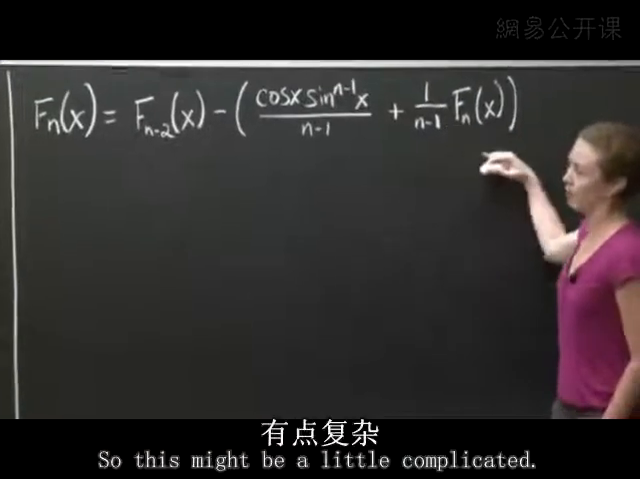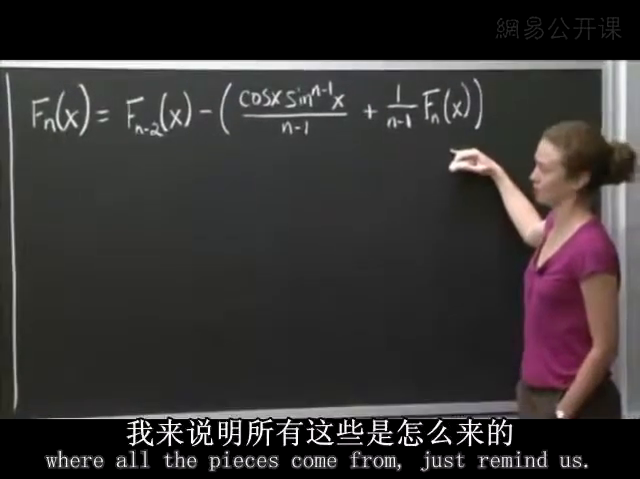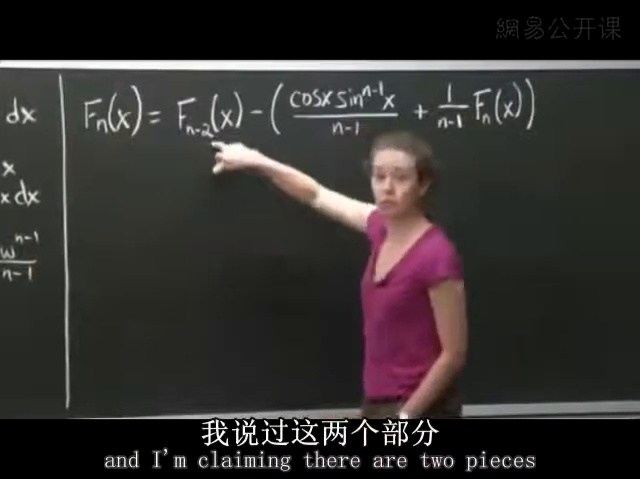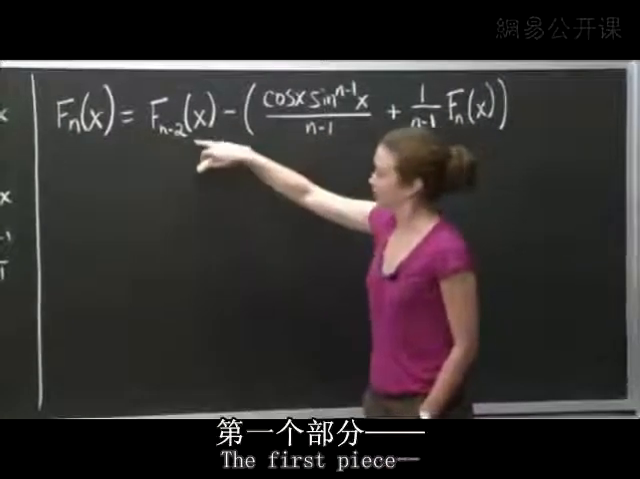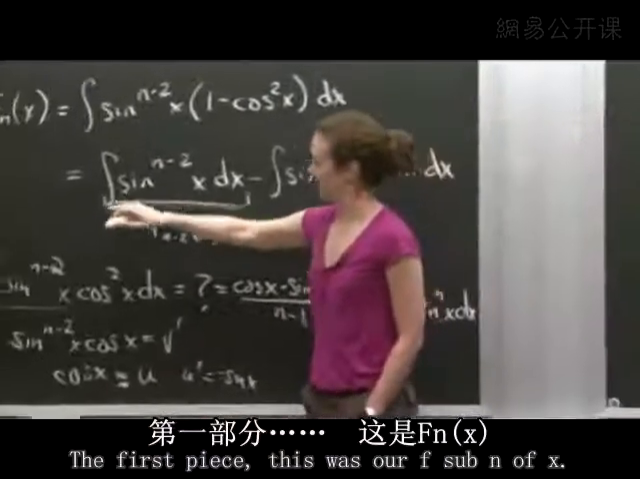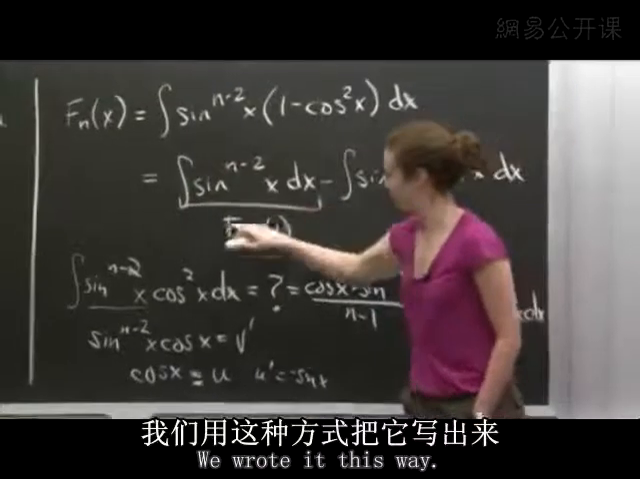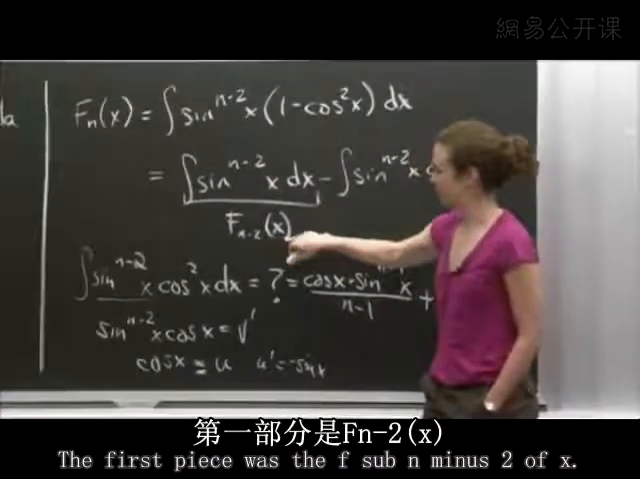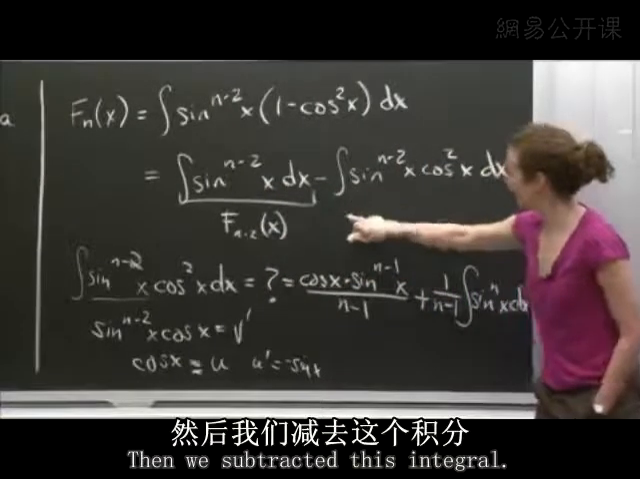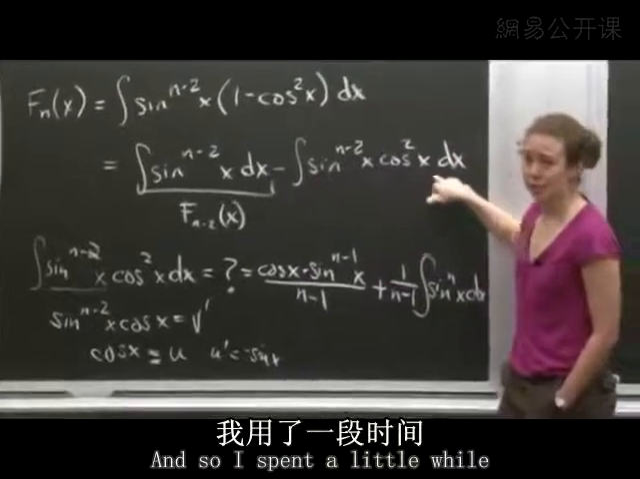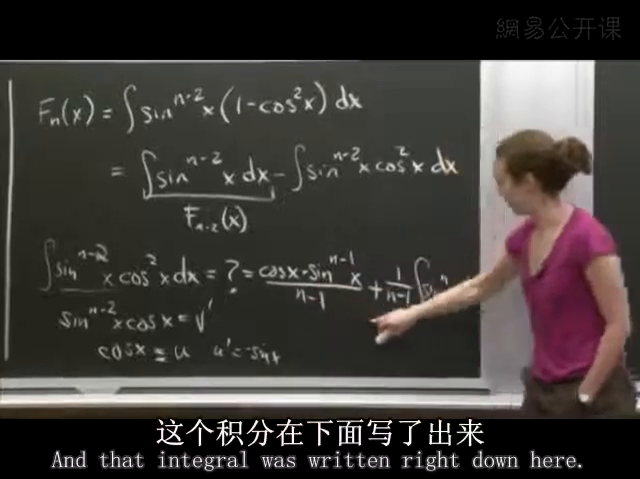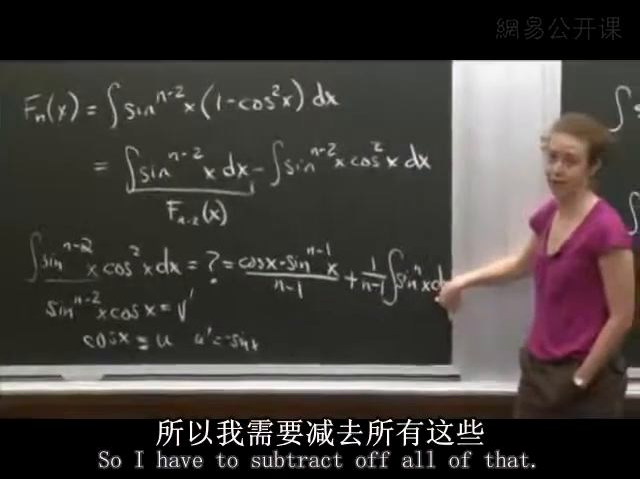This might be a little complicated, so I'm going to show us where all the pieces come from, just to remind us. We started with f sub n of x, and I'm claiming there are two pieces of interest. The first piece, let's come back over, was f sub n minus 2 of x, sine to the n minus 2 of x, no problem. Then we subtracted this integral. I spent a little while trying to figure out how to write that integral, and it was written right down here. So I have to subtract off all of that.